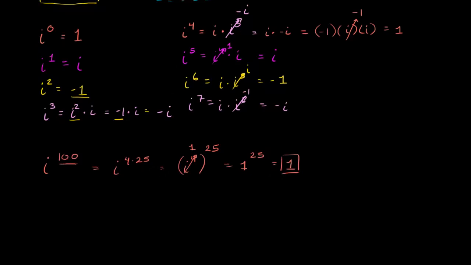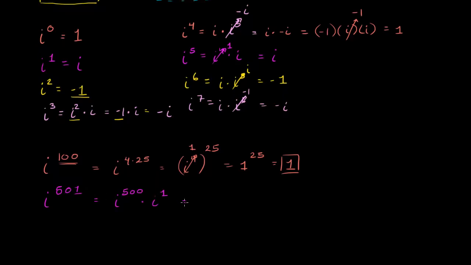Now let's try something a little bit stranger. Let's try i to the 501st power. Now in this situation, 501 is not a multiple of 4, so you can't just do that simply. But what you could do is write this as a product of two numbers, one that is i to a multiple of 4th power, and one that isn't. 500 is a multiple of 4, so you could write this as i to the 500th power times i to the 1st power. You have the same base, and when you multiply, you add exponents, so this would be i to the 501st power.